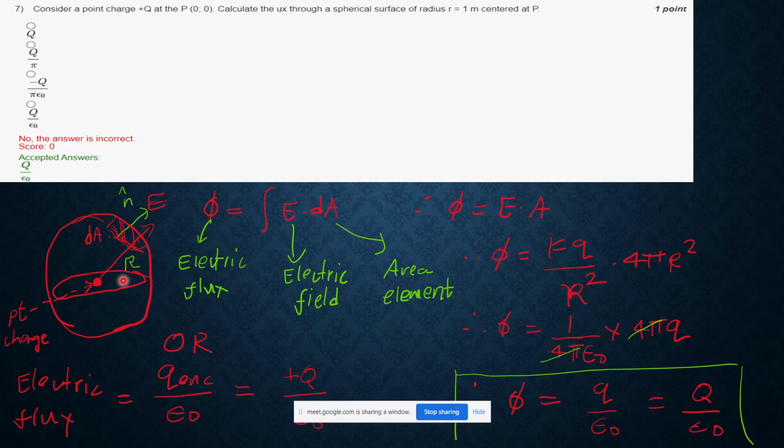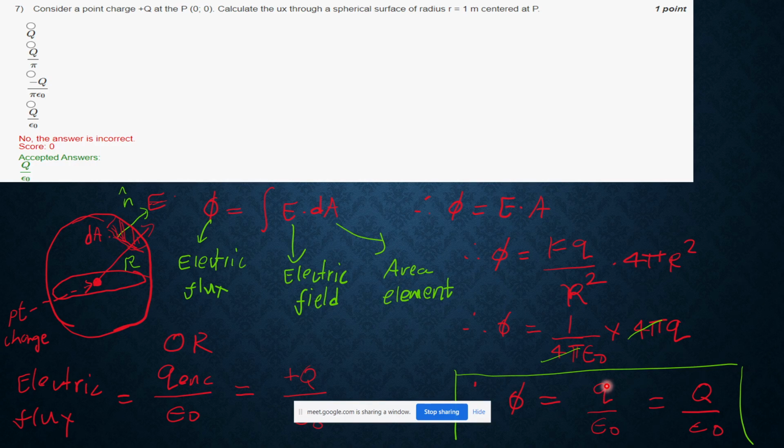Now you know the electric field because of this point charge at the surface, which is placed at a distance r, the radius of the sphere, is given by kq by r square, right? And the surface area of the sphere is 4 pi r square. Now this r square will get cancelled, and this k is 1 upon 4 pi epsilon naught, so the 4 pi also gets cancelled. This phi, the electric flux because of the point charge through the sphere, will be given by q by epsilon naught.